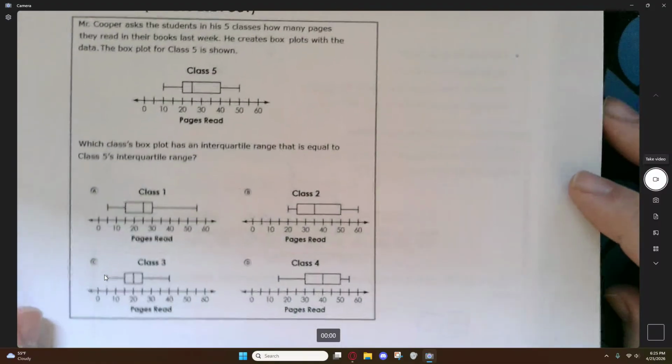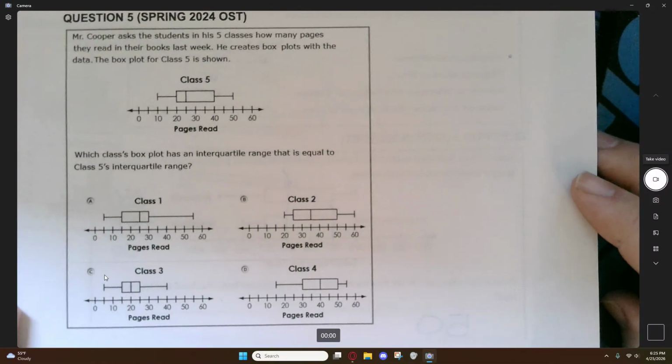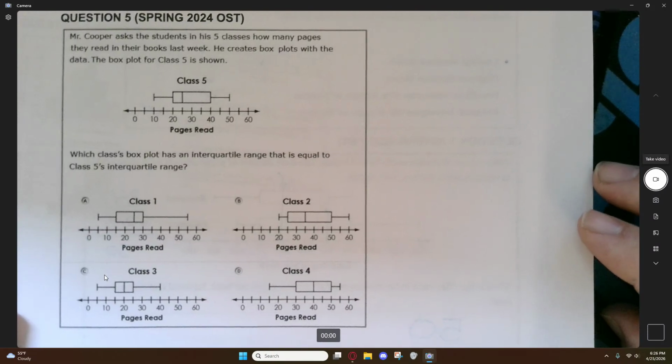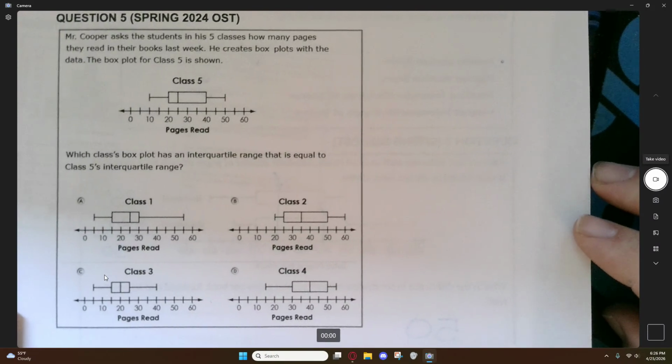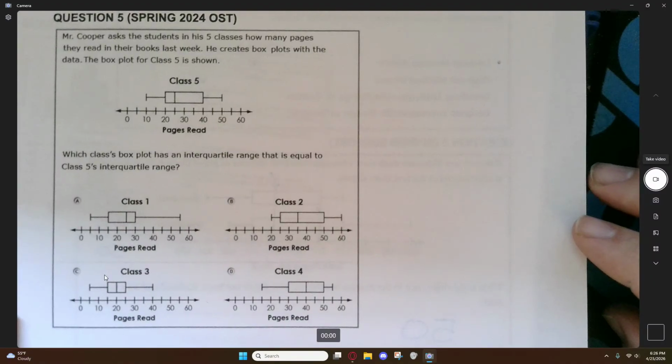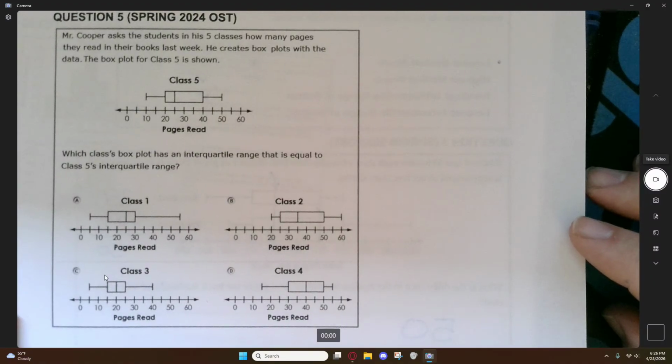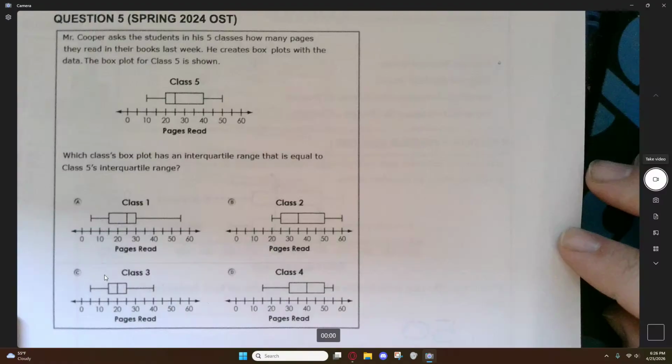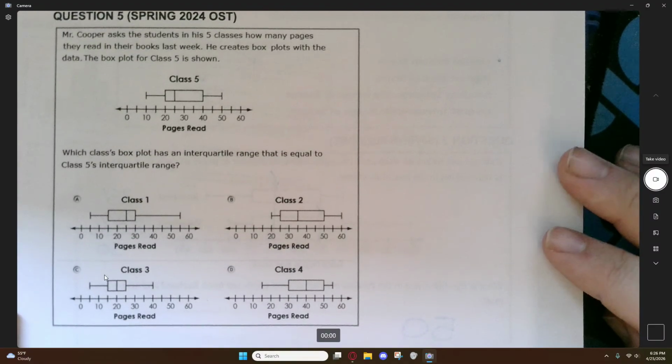Question 5. Mr. Cooper asks the students in his 5 classes how many pages they read in their books last week. He creates box plots with the data. The box plot for class 5 is shown. Which class's box plot has an interquartile range that is equal to class 5's interquartile range?